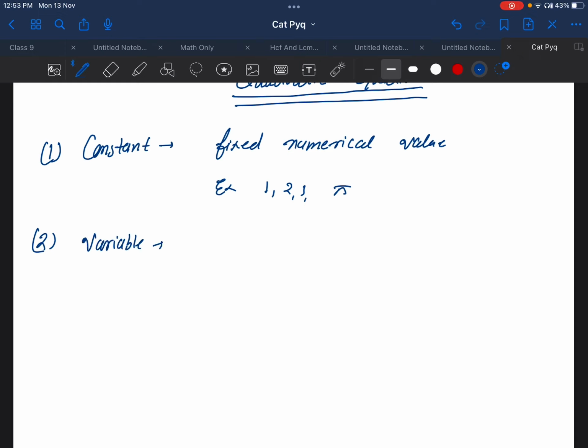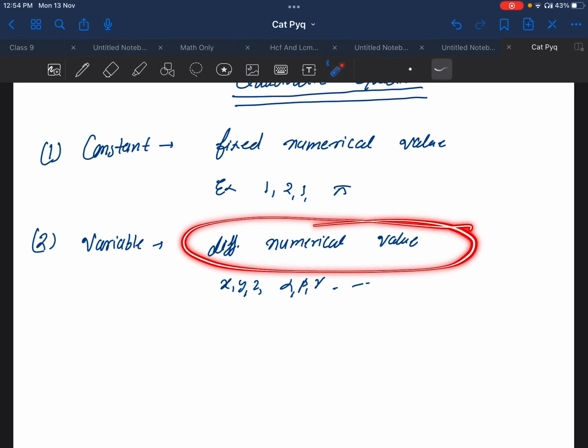They have different numerical values, like x, y, z, alpha, beta, gamma, and so on. So constants have fixed numerical values and variables have different numerical values.